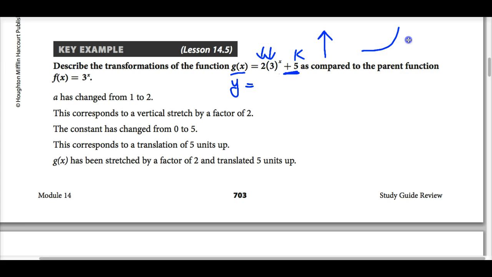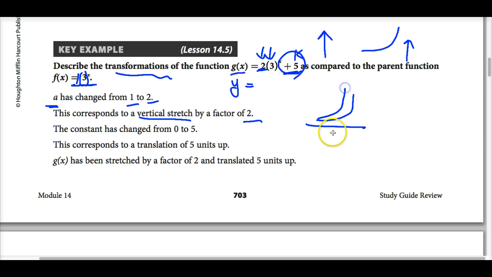And basically this whole thing is going to go up by 5. Okay? So then it says describe the transformation. So what does that mean? Compared to 3 raised to the x power, a has changed from 1 to 2. Because if there's nothing, I told you this is a 1 times 3 raised to the x power. And so the a has changed from 1 to 2, right? That means it's a vertical stretch by a factor of 2, okay? Because basically this is going to be like this. Vertical stretch means the graph goes further away from the x-axis.